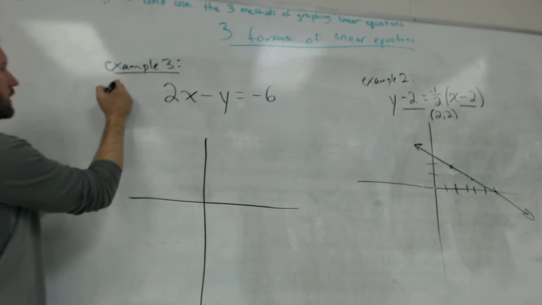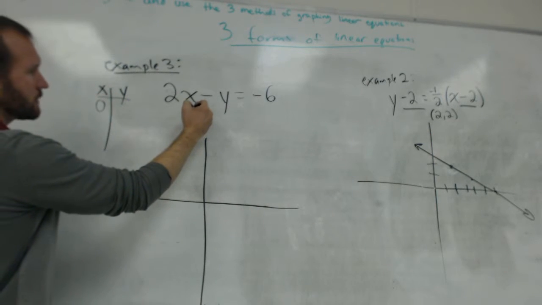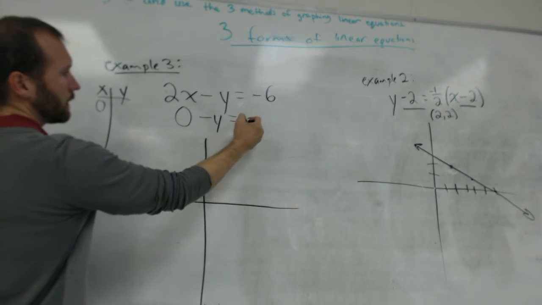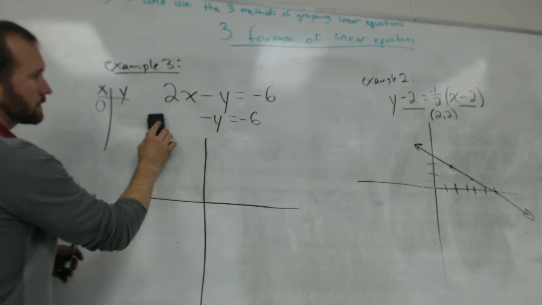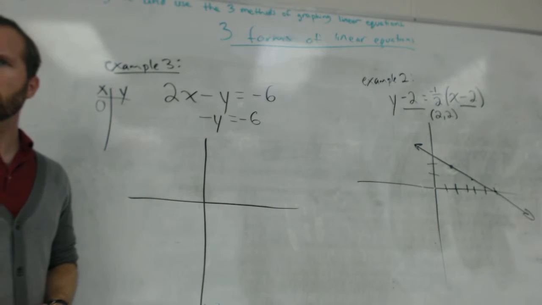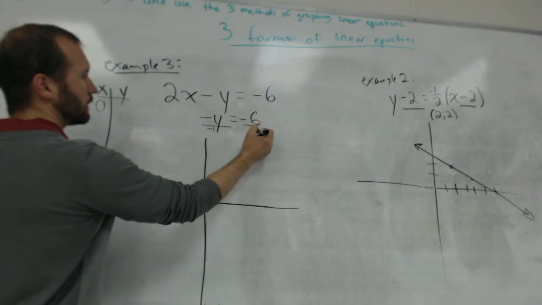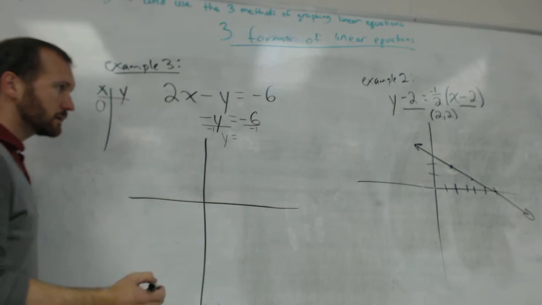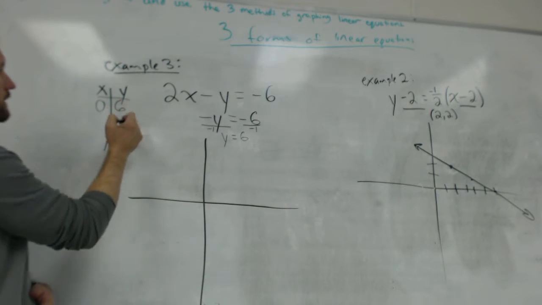And let's do a t-chart to keep track of this. So if x is 0, that means this whole thing becomes 0. So we have minus y equals -6, right? In other words, negative y is -6. What would that make y? So we need to divide both sides by -1. So y would be -6 divided by -1, which is +6, as you said. And that goes in here.